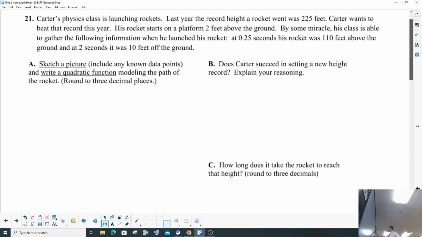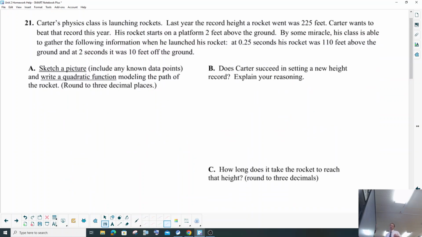Okay, so then let me see here. So 21, I think I might have put it on Canvas, maybe not, but you definitely need to know how to do it for the test. So try it on your own first, pause me, and then we'll show you how to do it.